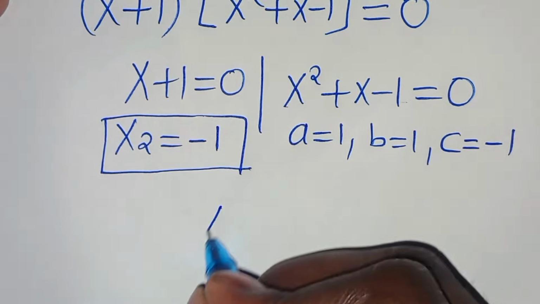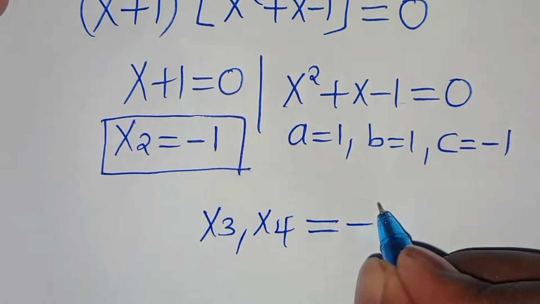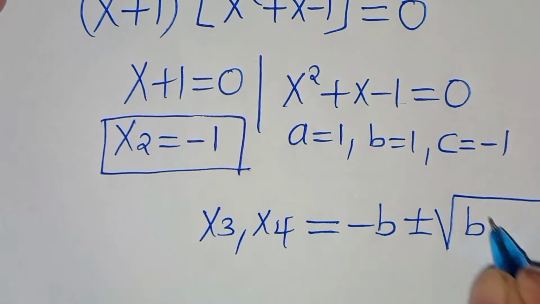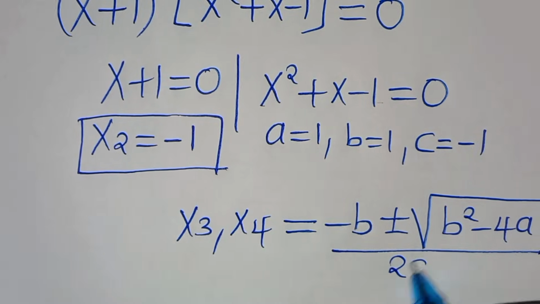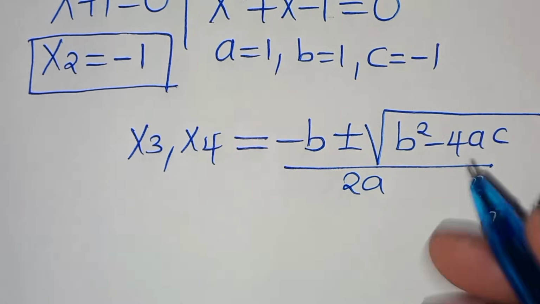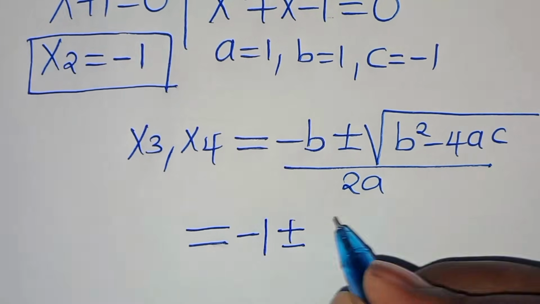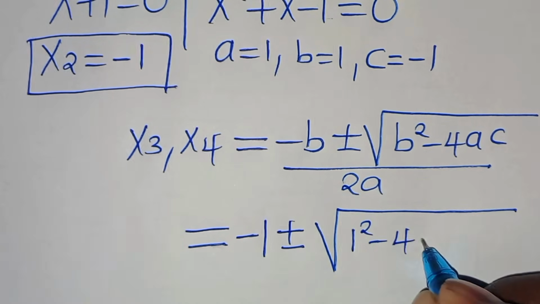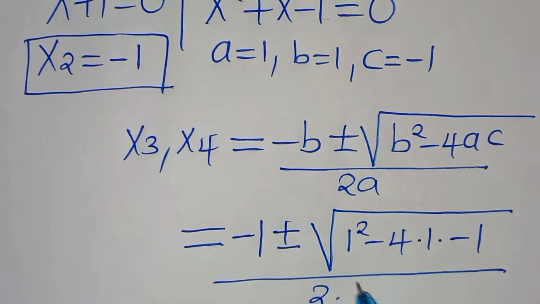So we can solve for x3 and x4 by applying the quadratic formula, which is minus b plus or minus the square root of b squared minus 4ac, divided by 2 times a. Now let's substitute the values of a, b and c here, so that we have minus 1 plus or minus the square root of 1 squared minus 4 times a, which is 1, times c, which is minus 1, divided by 2 times 1.